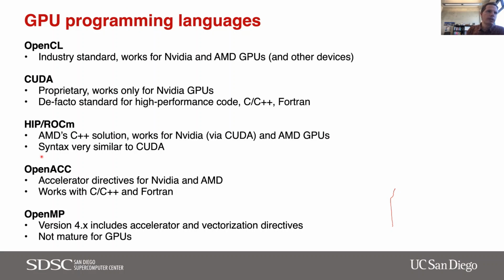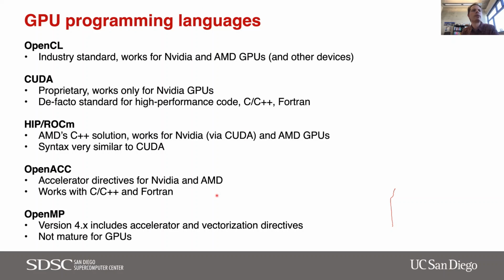Then there's OpenACC. OpenACC are accelerator directives for NVIDIA and AMD, and they work with C, C++, and Fortran. OpenMP also has accelerator directives, but at the moment they're not yet mature for GPUs, and so these two things might perhaps at some point merge.